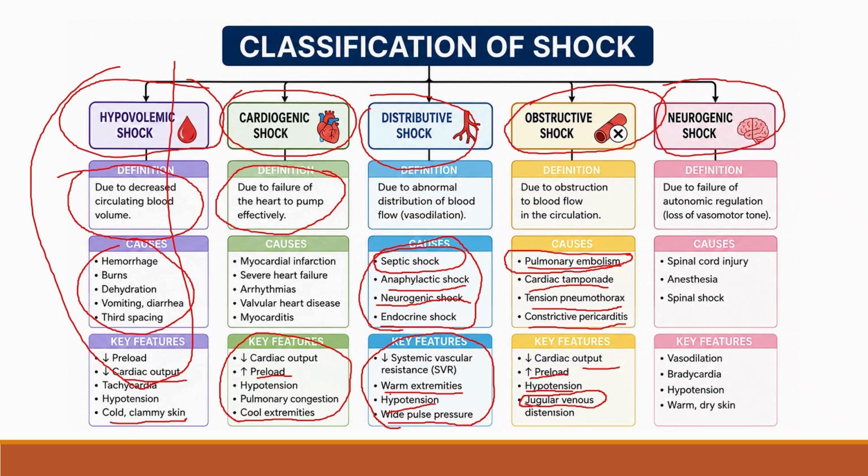The last one is neurogenic shock. Neurogenic shock means a loss of vasomotor tone, or you can say autonomic dysregulation. The causes are spinal cord injury, any anesthesia condition, like in rare cases anesthesia will lead to neurogenic shock, and spinal shock. So these are the causes, and here also there is vasodilation, the blood vessels are dilated, and here you can see the bradycardia, whereas in the case of hypovolemic it was tachycardia, hypotension, and warm and dry skin.